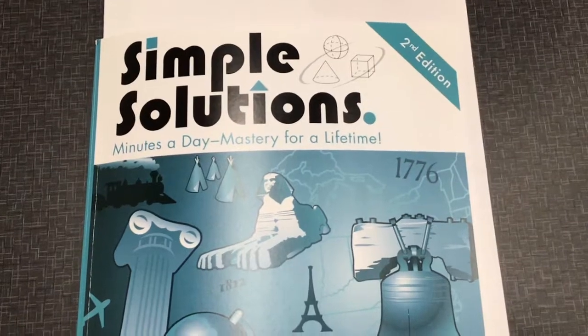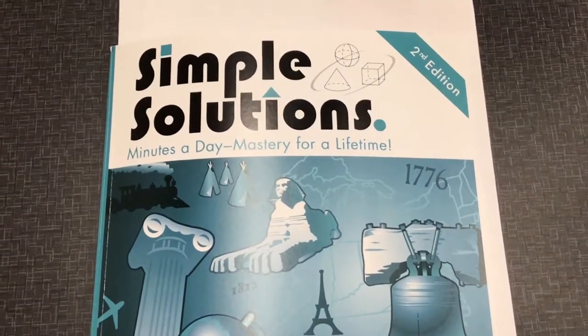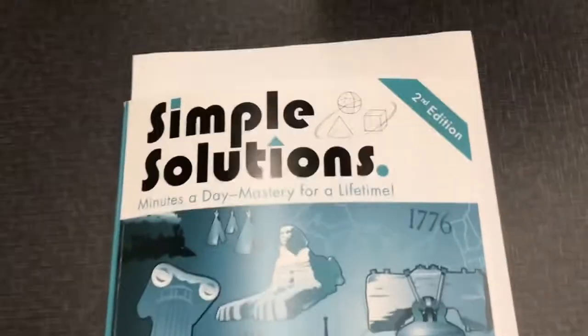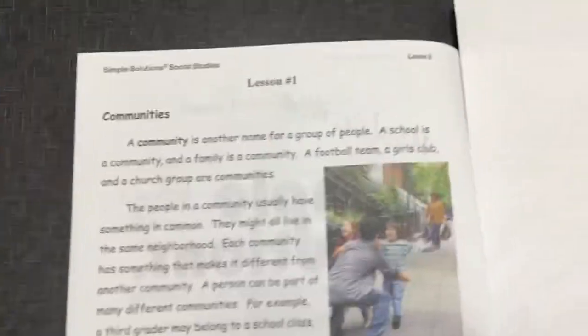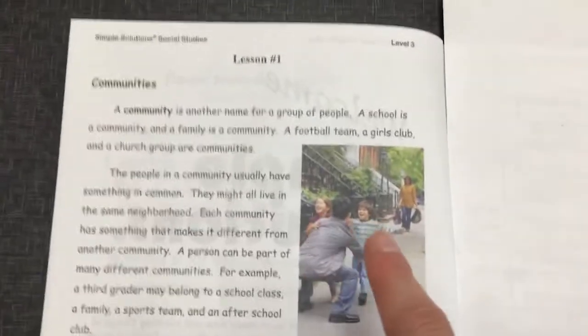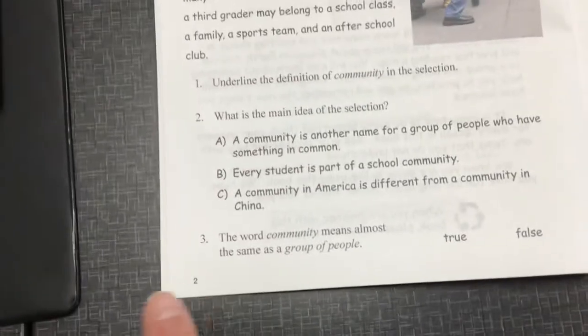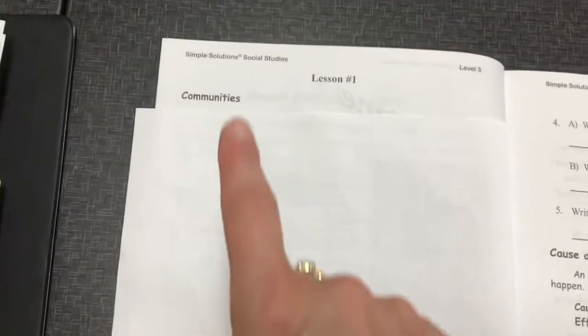Simple Solutions book. You're going to open to the first lesson. It's on page 2. You'll know it's correct because you'll see the kids, a boy and a girl, running into their dad's arms. Again, it's on page 2. The lesson is on communities.